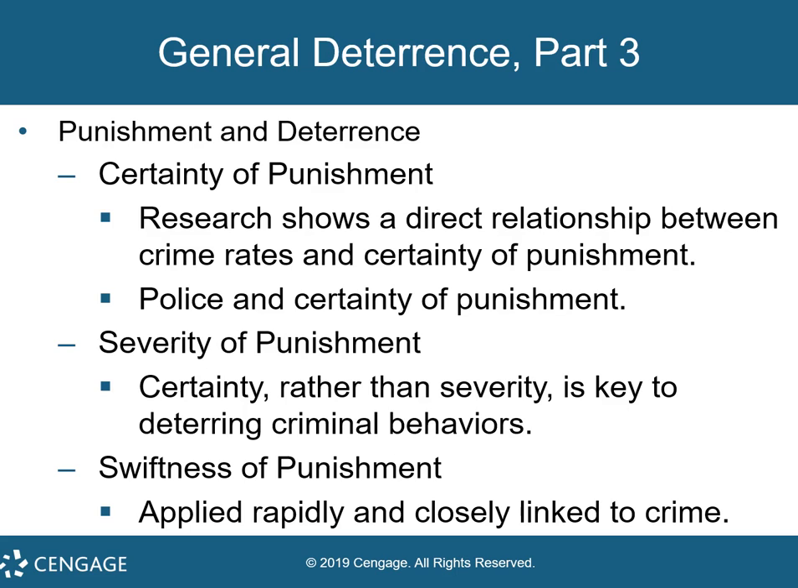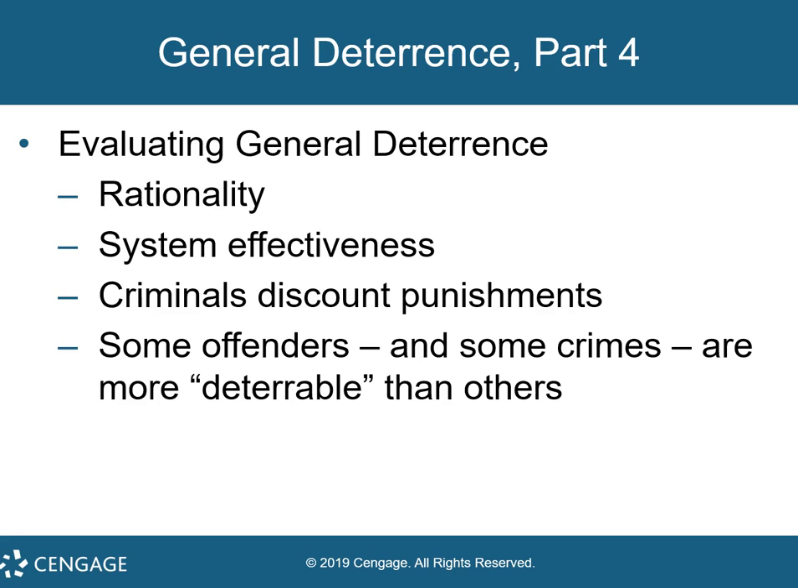And then finally, under punishment and deterrence is swiftness. The third leg of Beccaria's equation involves speed of punishment. The more rapidly punishment is applied and the more closely it is linked to the crime, the more likely it is to serve as a deterrent. So, again, the faster that takes place, the more likely that is actually going to be a true statement. With that said, real quick, how do we evaluate all this?